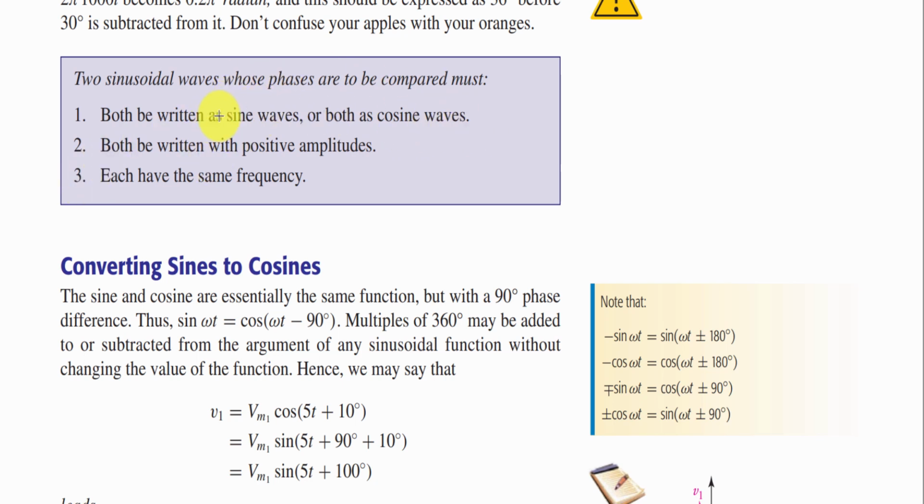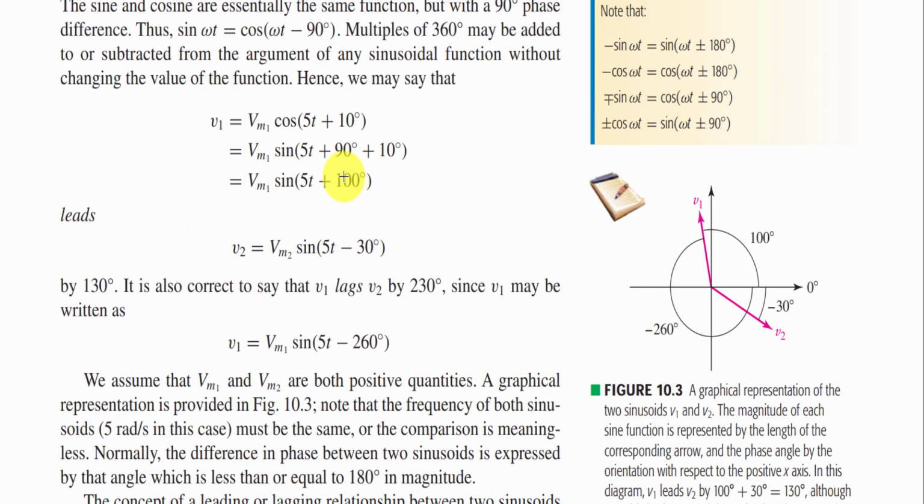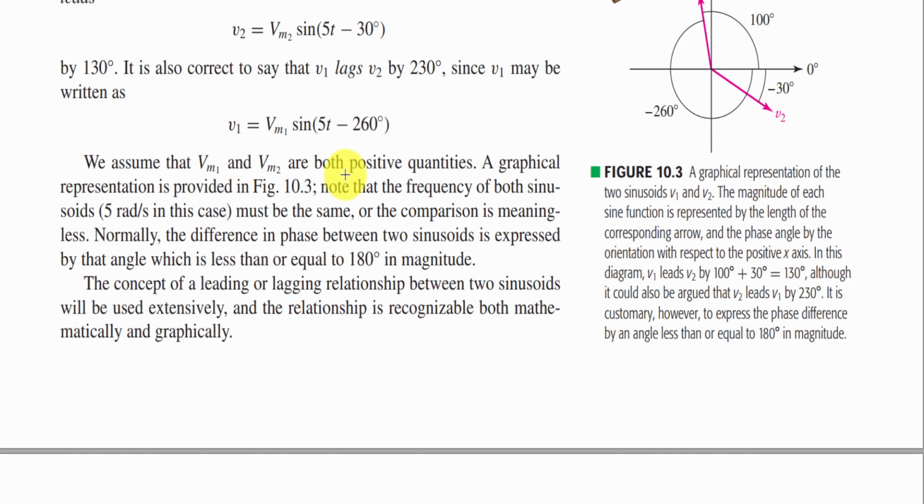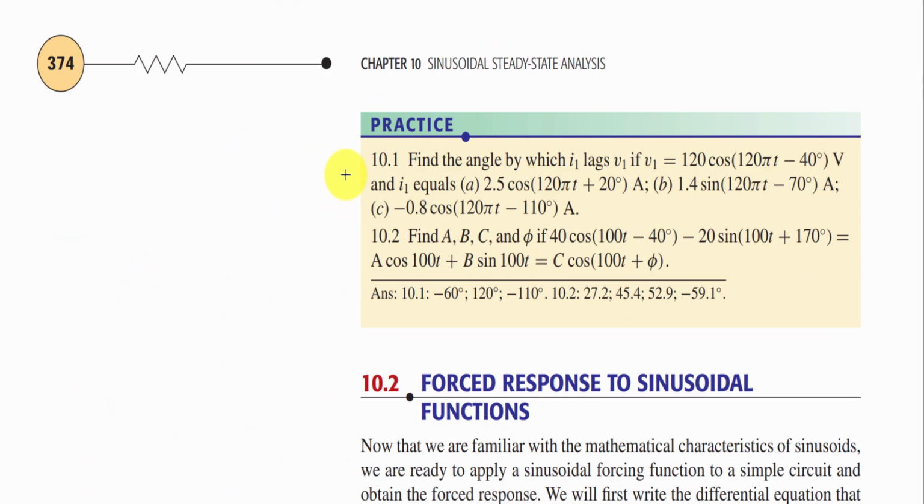But you have to write this either in sine or in cosine, and both must be written with positive amplitudes, and each must have the same frequency. So if you want to convert sine into cosine, you have to subtract 90 degrees.